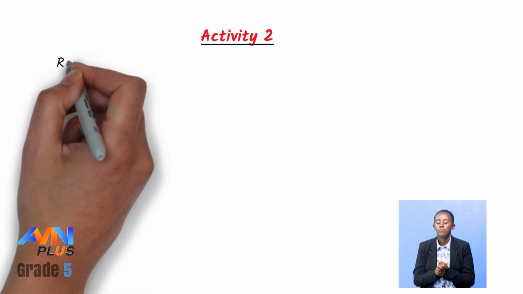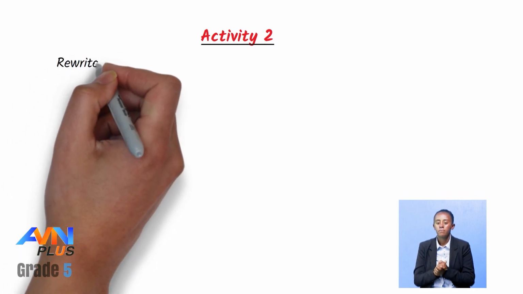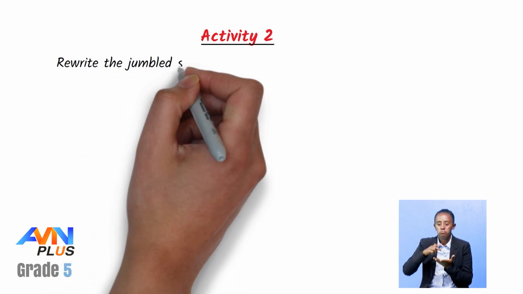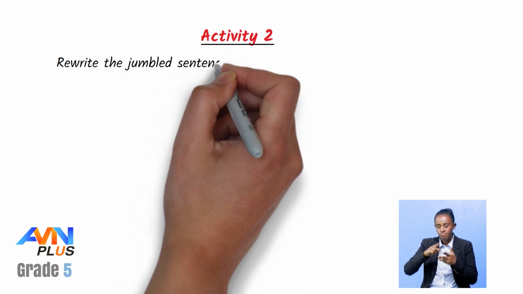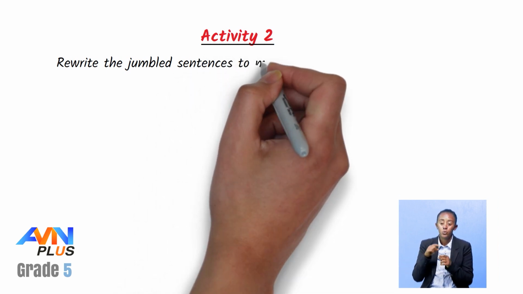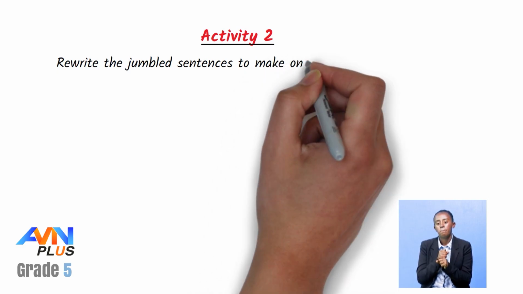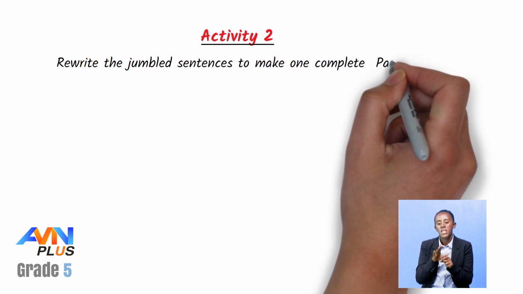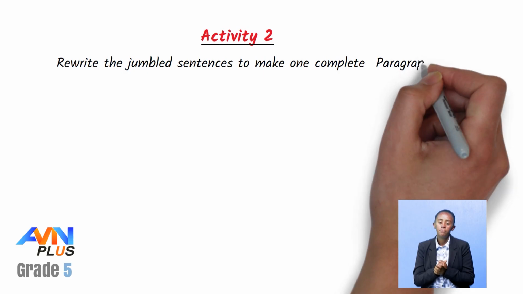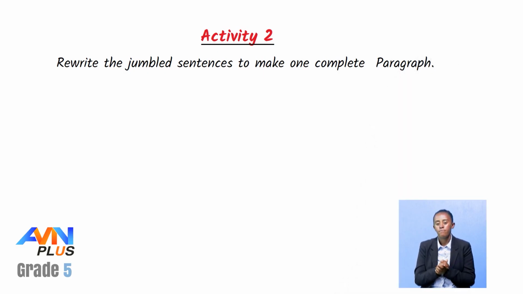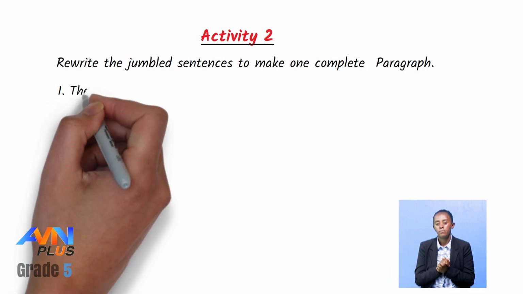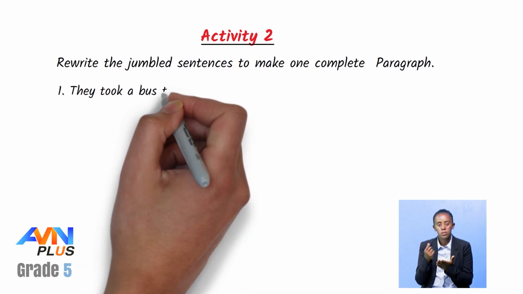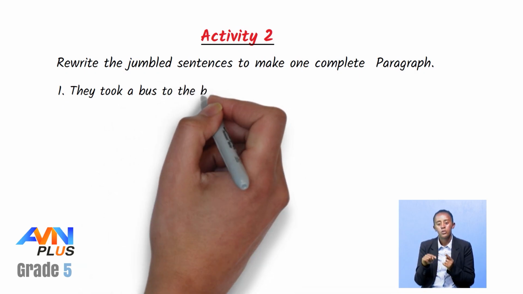Rewrite the jumbled sentences to make one complete paragraph. The first one: They took a bus to the beach.